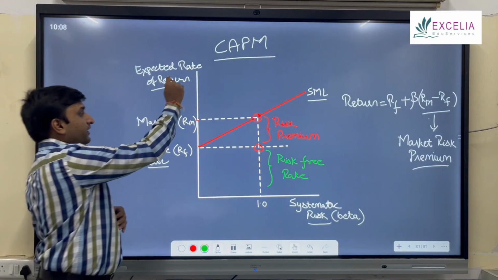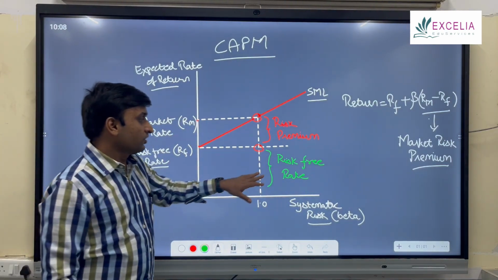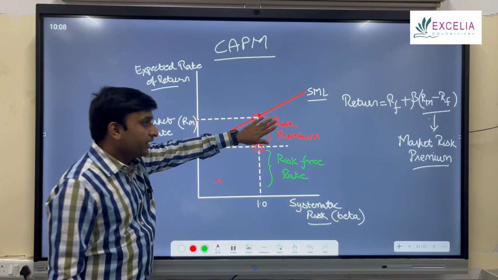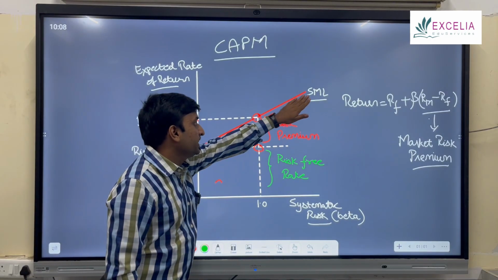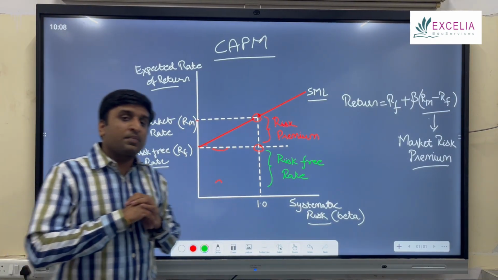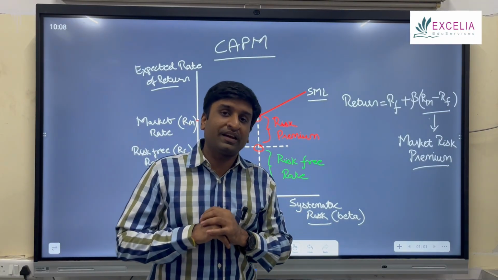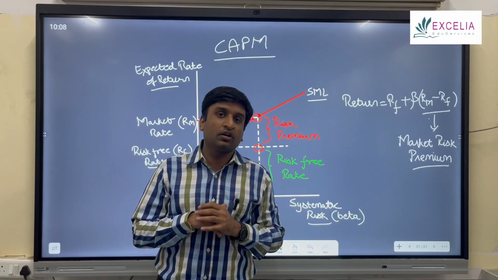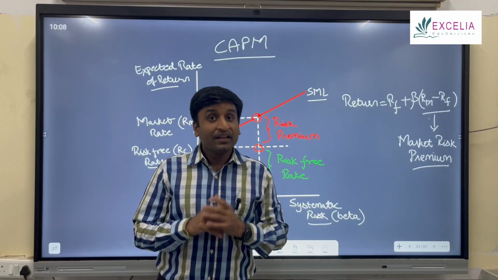So your expected rate of return is a combination of the risk-free rate plus the risk premium in product with the beta, or the SML. So your CAPM formula is equal to the risk-free rate plus beta multiplied by RM minus RF, which is also your market risk premium.